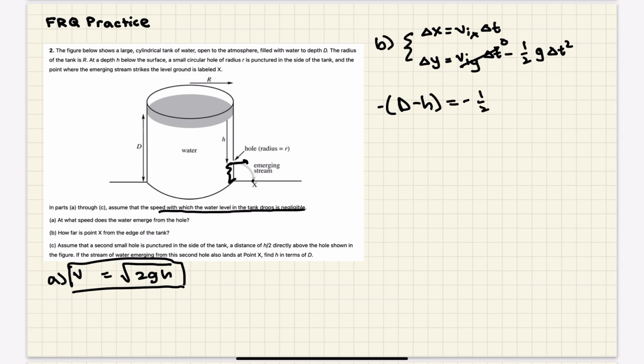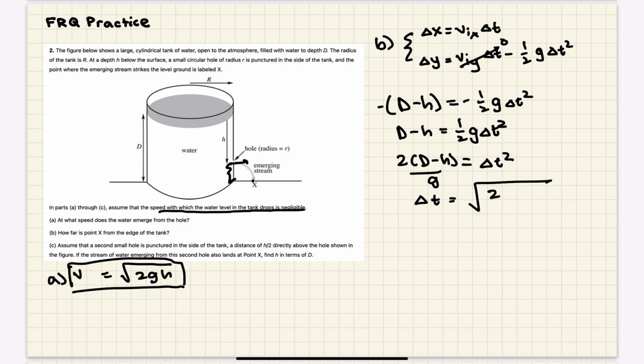So it's just equal to negative 1/2 g delta t squared, and so d minus h is equal to 1/2 g delta t squared. That's why we had to put that negative, so that the negatives cancel and we actually get a reasonable answer. Multiply by 2 and divide by g, you get 2 times (d minus h) over g is equal to delta t squared. And so delta t is equal to the square root of 2 times (d minus h) over g.